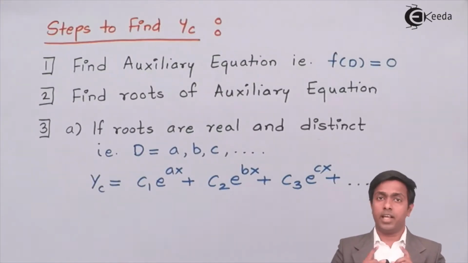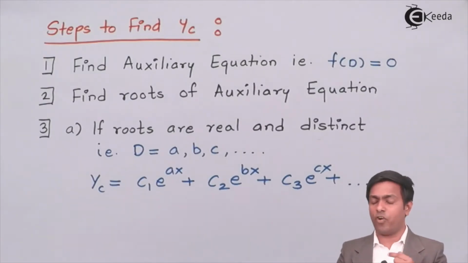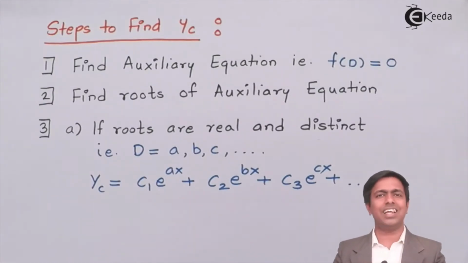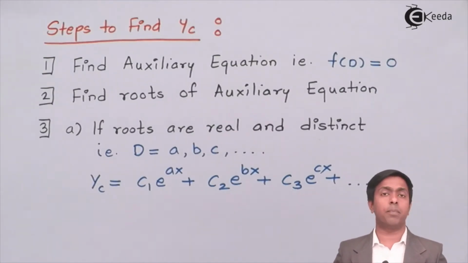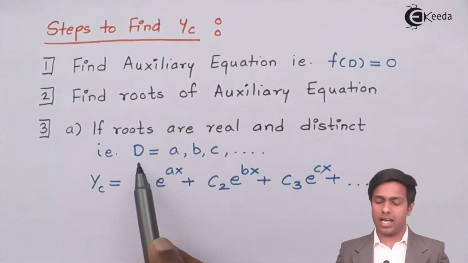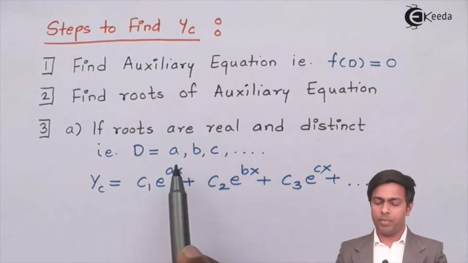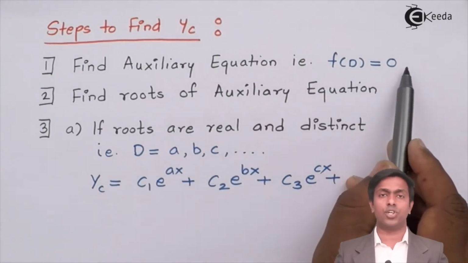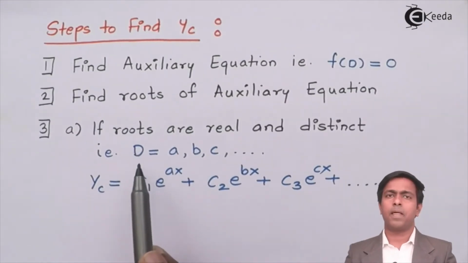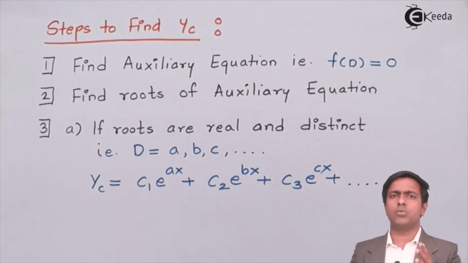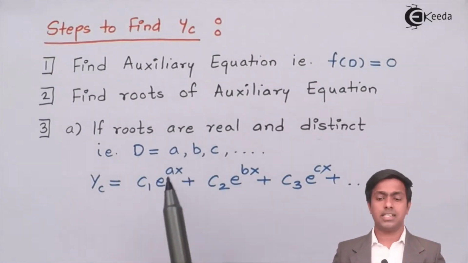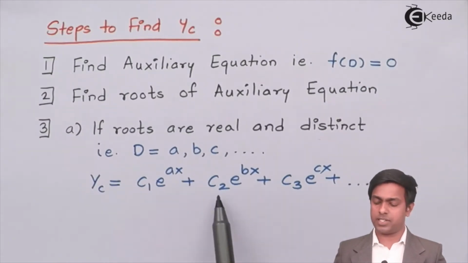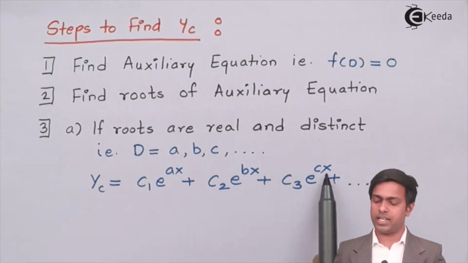Method number 1: if the roots that we get from f of d equal to 0 are real and distinct, meaning different, then the solution is as below. Here I have taken one example, where the roots are a, b and c. Remember that when you solve this f of d equal to 0, your left hand side would be d and the right hand side will be the roots. Let's assume these roots are real and distinct. In this case, the solution is c1 e to the power ax plus c2 e to the power bx plus c3 e to the power cx plus so on.